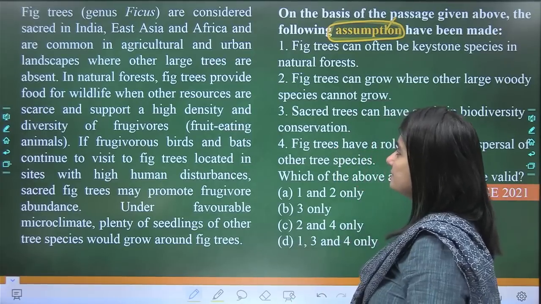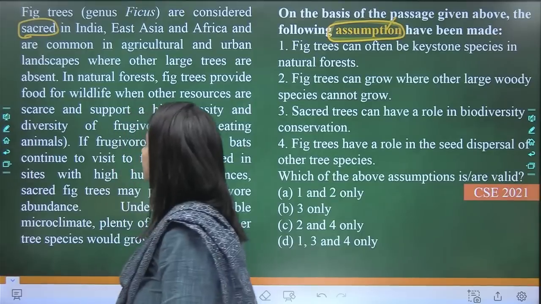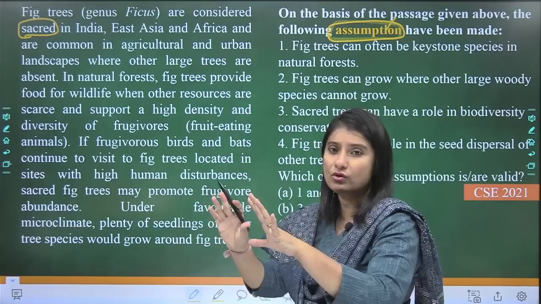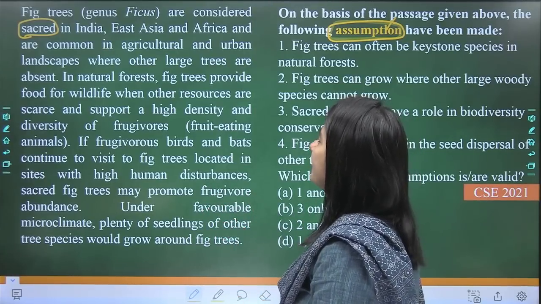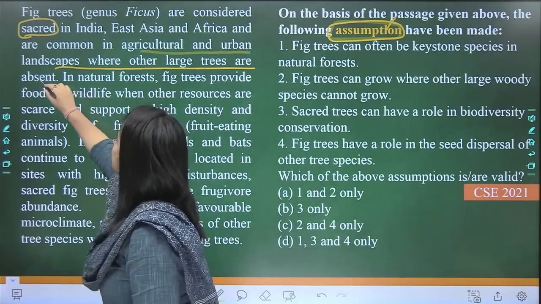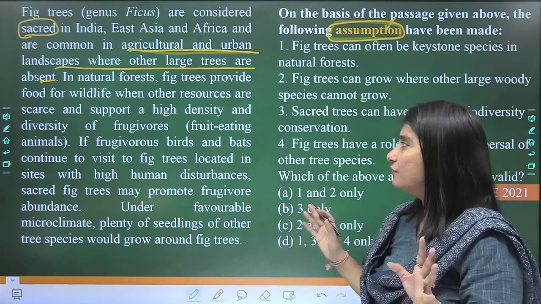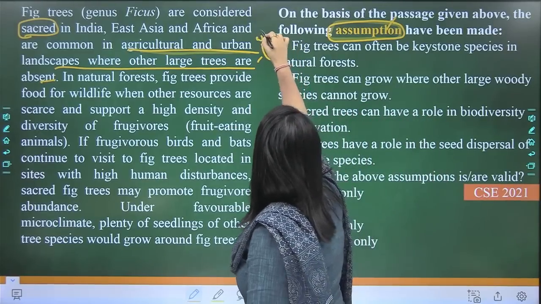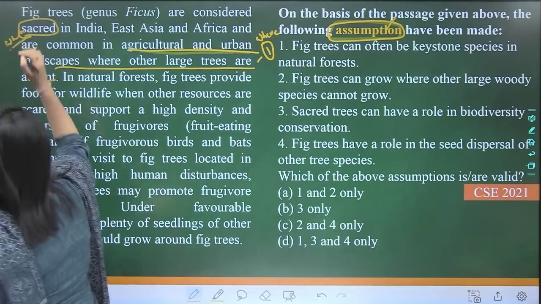Are considered sacred in India. Okay, so this is important. Sacred in India, like if we pray to them, we feel that they are the representatives of God or maybe symbols of God kind of a thing. East Asia, Africa and are common in agricultural and urban landscapes where large trees are absent. So where do we find it? In urban spaces and agricultural spaces also, wherein a thick forest cover is not there. So this is point number 1. It talks about where you can find it. The sacred is what they are considered.